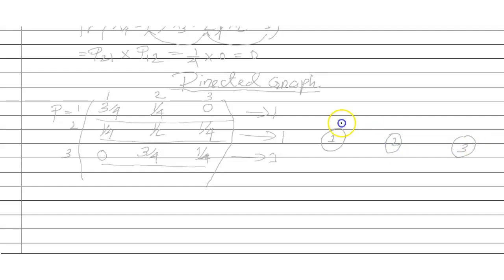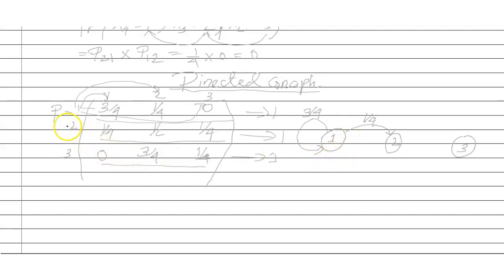Now you will see that 1 to 1 is not 0, so the path is there. This is 3 by 4. And after that we see that it is going 1 to 2, so it is 1 by 4. Another journey is 1 to 3. We see that 1 to 3 is 0, so no graph, meaning no path I get here.